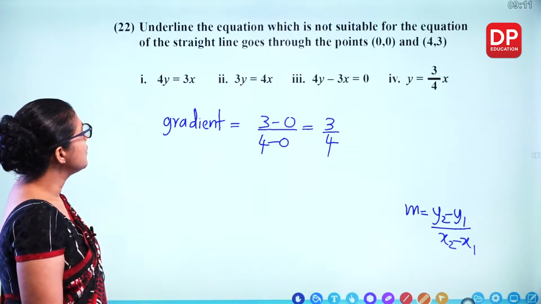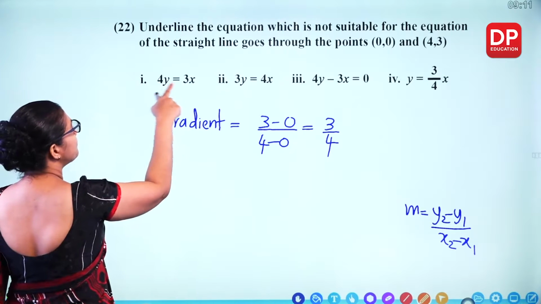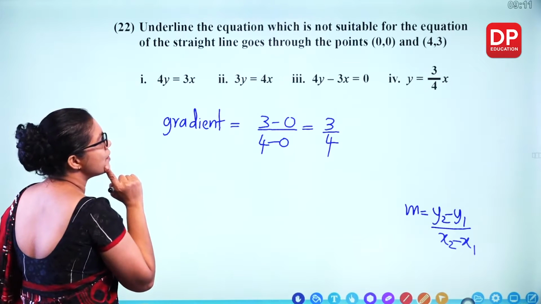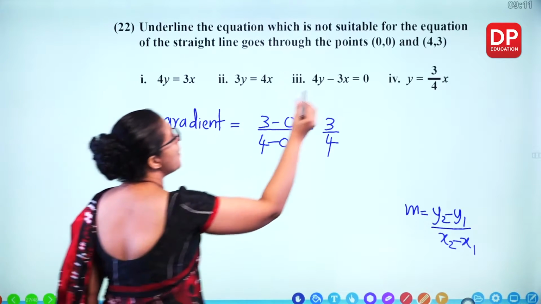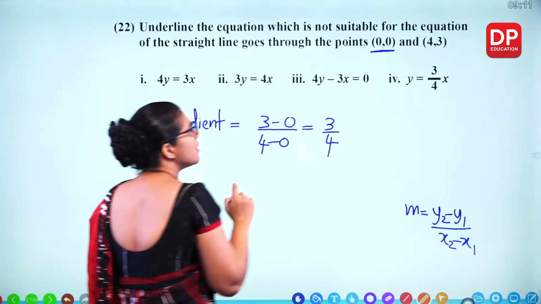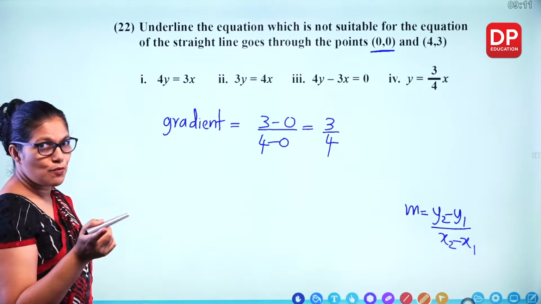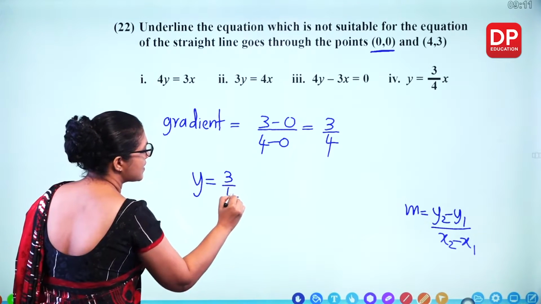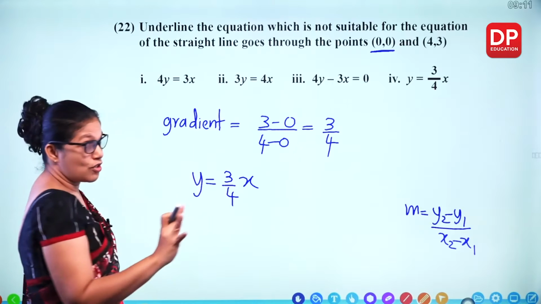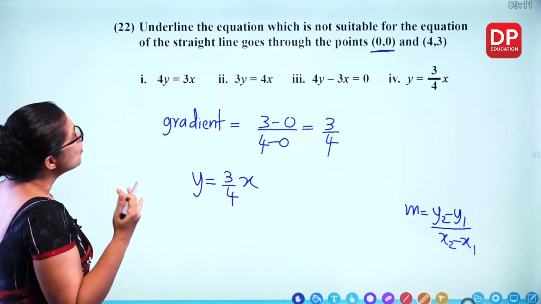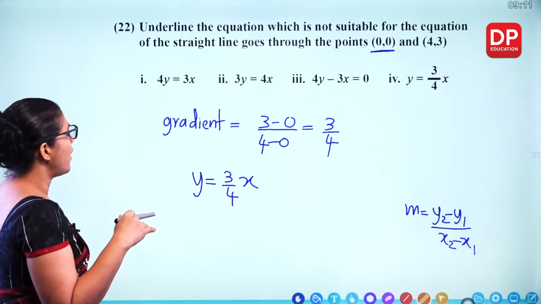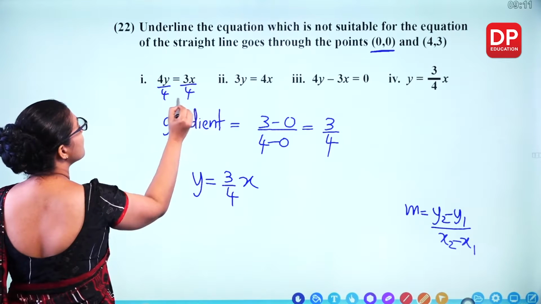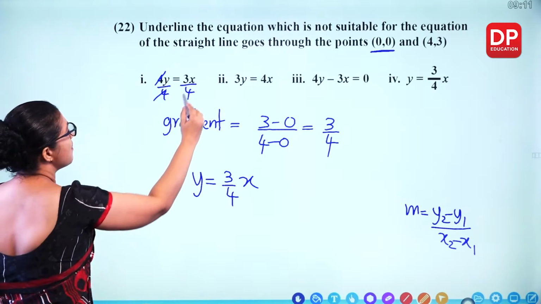So gradient is 3/4. So what's the equation? Here you know gradient is 3/4 and passing through the origin. You are not getting y-intercept. Y-intercept is 0. So that means y equals 3/4 x. So this is the equation. Now we'll see which one is not y equals 3 over 4x. So when you divide this by 4, can you see? This is same. So this is okay.